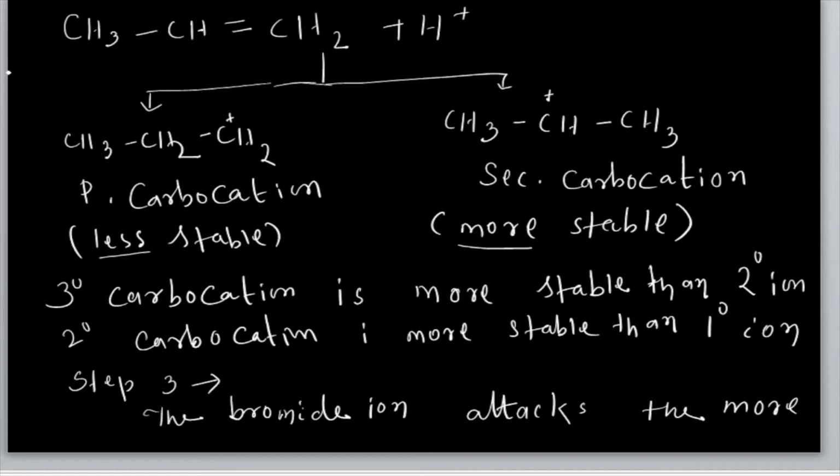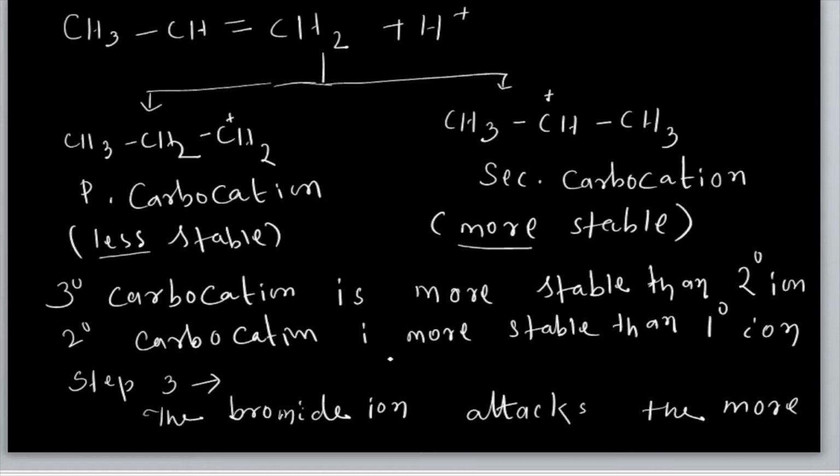And now see, this is CH2, you know, this is primary, and the plus sign is there on that carbon, so primary carbocation. And this is CH, that is secondary, and plus is there, so it is secondary carbocation. So this secondary carbocation is more stable than this. And here you want to remember: tertiary carbocation is more stable than secondary, and secondary carbocation is more stable than primary.